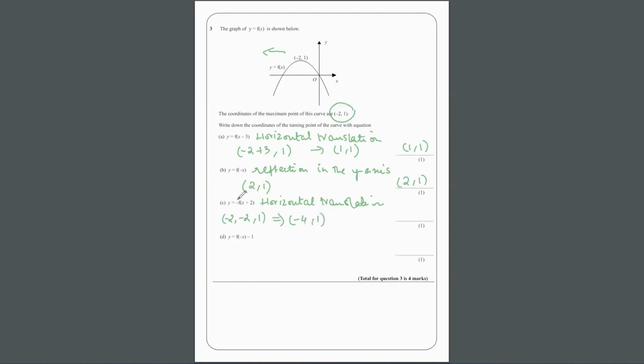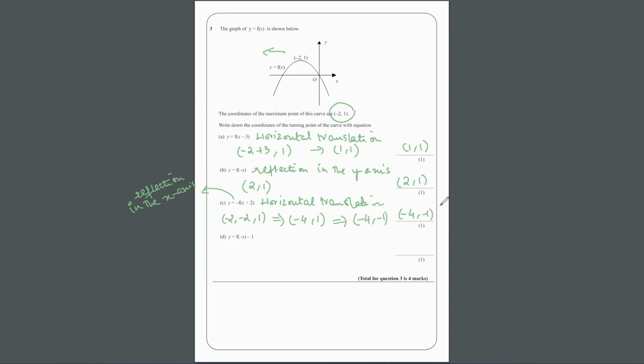Now, the next translation is that it's negative f of x plus 2. That means we are doing a reflection in the x-axis. So what's going to happen now is your y coordinate is going to become the opposite. If it's positive, it's going to be negative now. So that's going to be -4 and -1. So that's your answer.